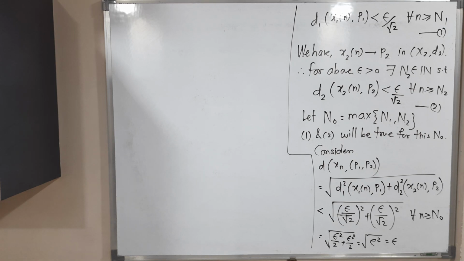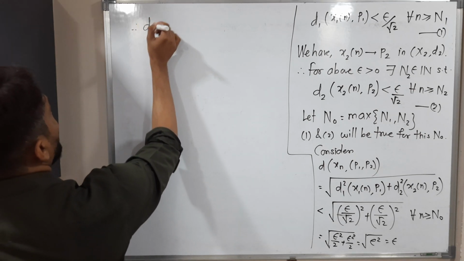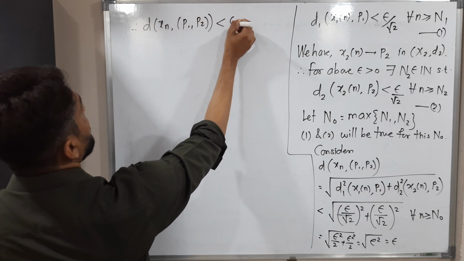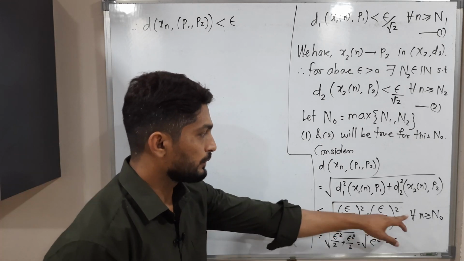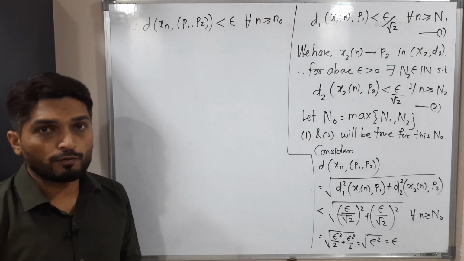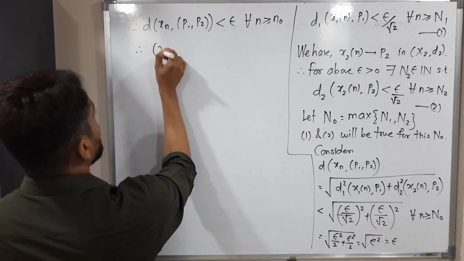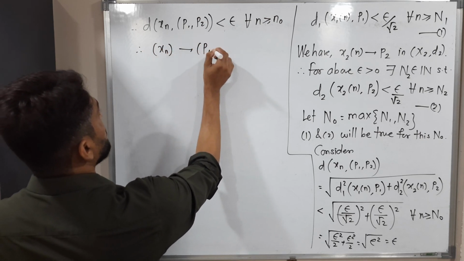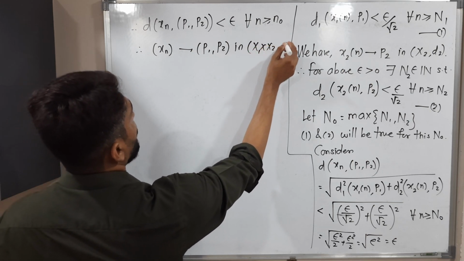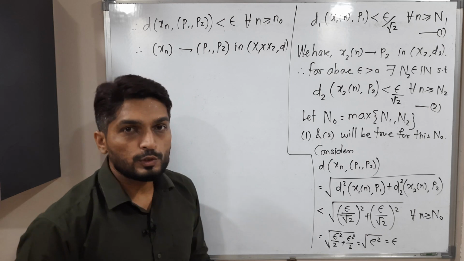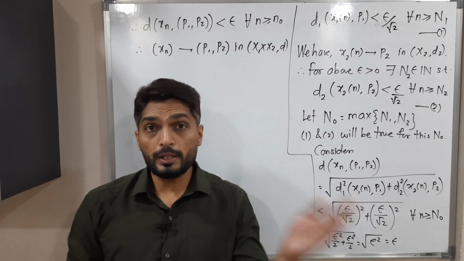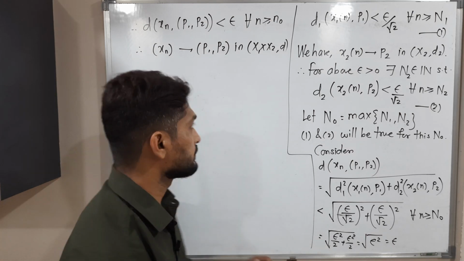So what is our conclusion? Therefore d of xn comma (p1, p2), we got it is less than epsilon. It is strictly less than epsilon with this condition for all n greater than or equal to n0. But see, this is the definition of convergent sequence. So therefore xn converges to (p1, p2) in x1 cross x2 with this metric d. So in this way we have completed the first part, right? The if and only if part was there. So we proved in both ways. So let us go for the last part.